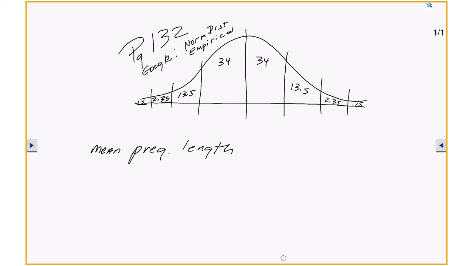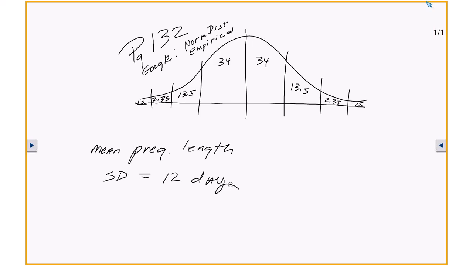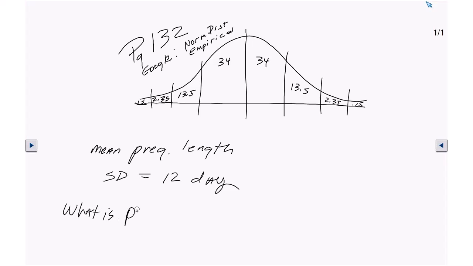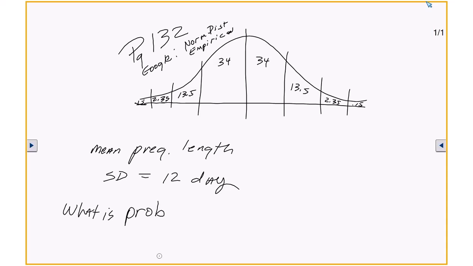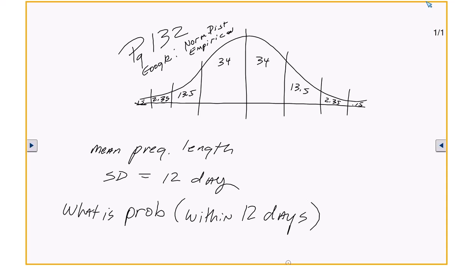With a standard deviation of 12 days. There you go. Standard deviation of 12 days. Now I'm going to ask you a question here. I'm going to say, what is the probability of the baby or whatever is being born within 12 days? That's the question.